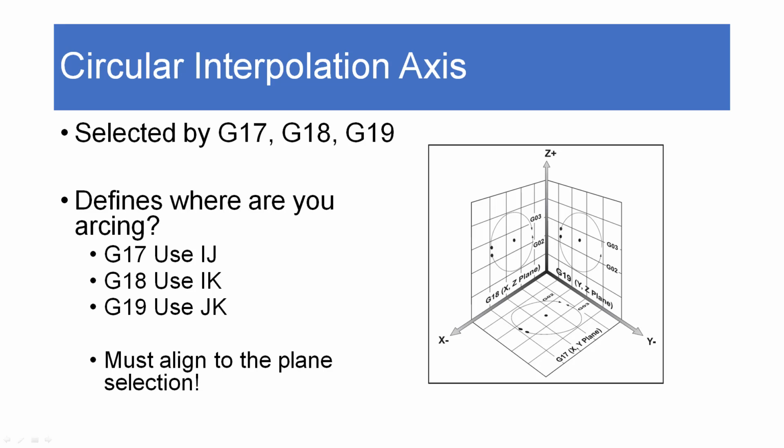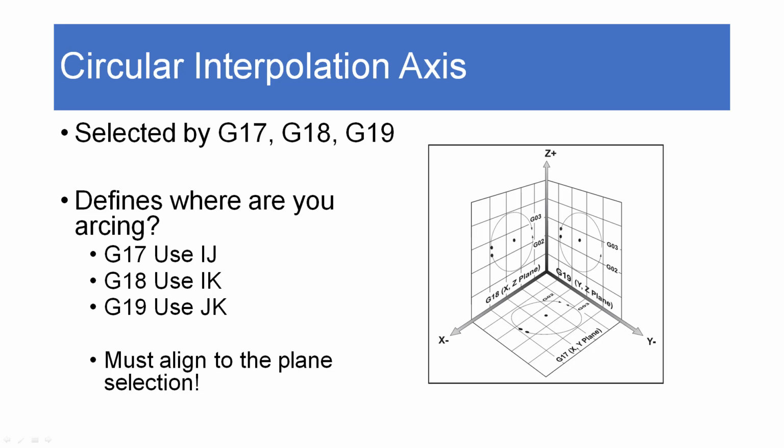Now, one thing that sometimes confuses students a little bit is I can still move in the Z-axis when I arc. I just can't do a three-dimensional arc. I'm arcing in 2 dimensions, and I'm changing my depth in a 3rd dimension. That's the best way to think about it.